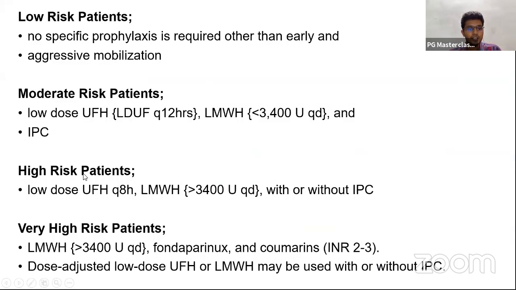In patients under high risk category, low dose unfractionated heparin 8 hourly, low molecular weight heparin greater than 3,400 units with or without intermittent pneumatic compression devices are used as a prophylactic.